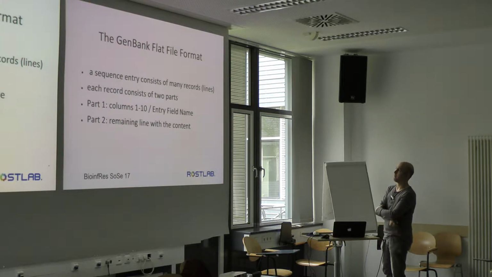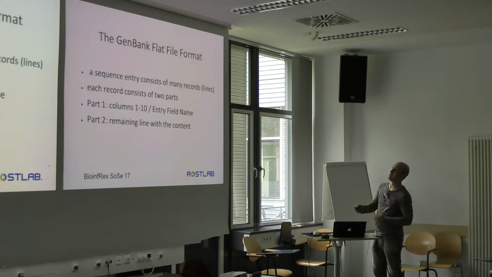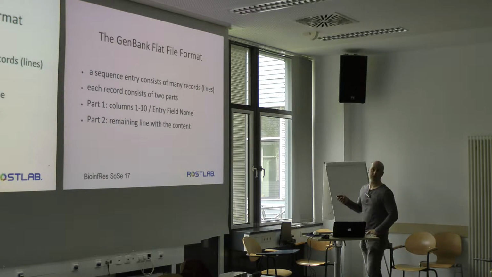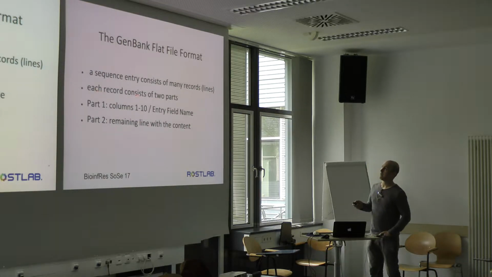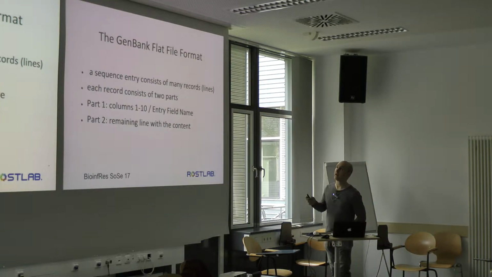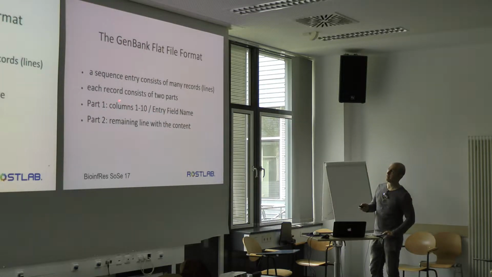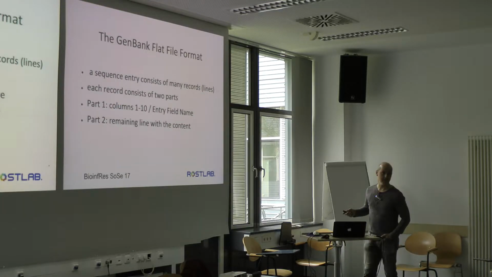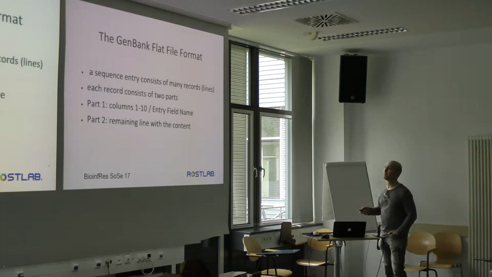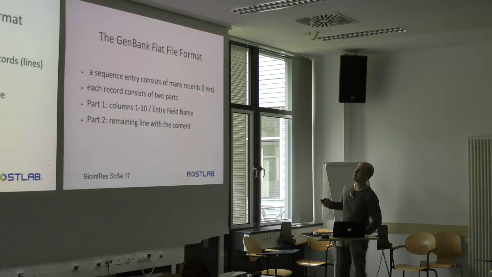So actually, to understand some terms, one sequence is typically stored in something called a sequence record, or in a sequence entry. This consists of many records, and a record is simply a line in this. So each line has actually two parts, the header part or field ID, and then the content. So that means typically this is a fixed format. The first 10 characters are used to determine the type of the field, or the type of this line, and then the remaining line is the content.